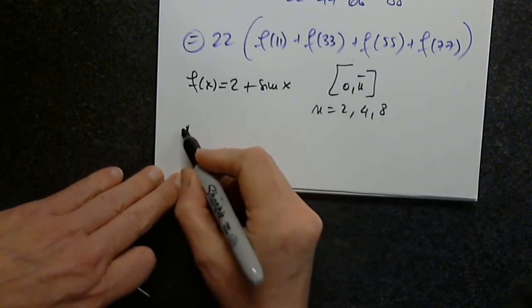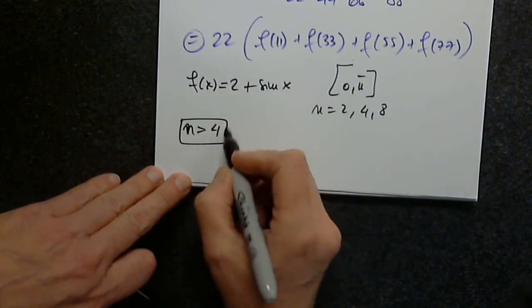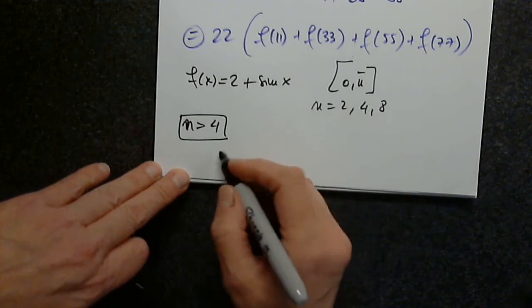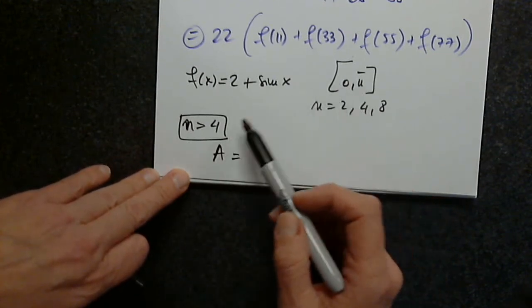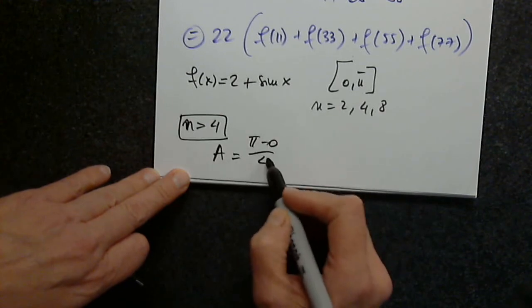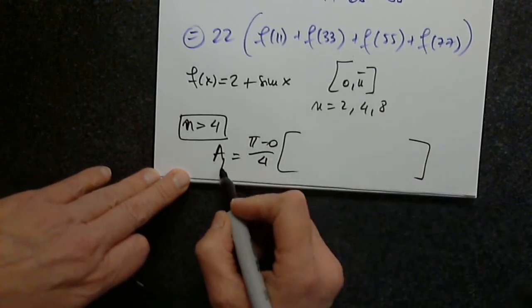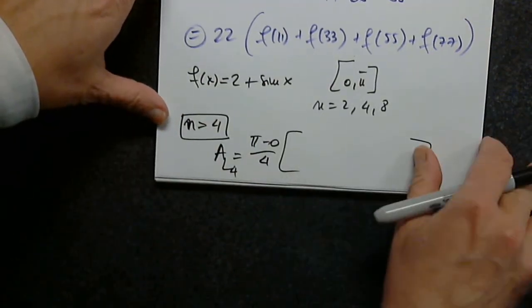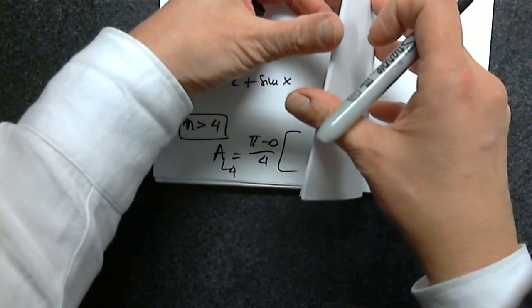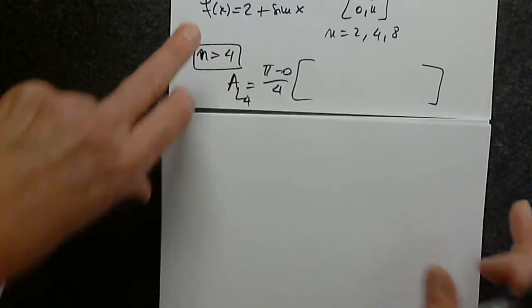So n equals 4. So the first area will be pi minus 0 over 4. With left 4, let's divvy up first of all to see what's happening here. So we have the interval between 0 and pi.